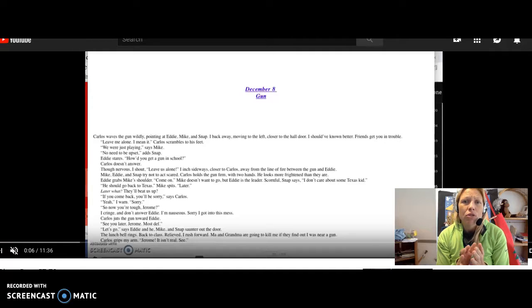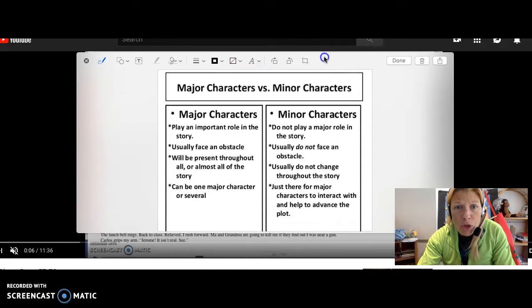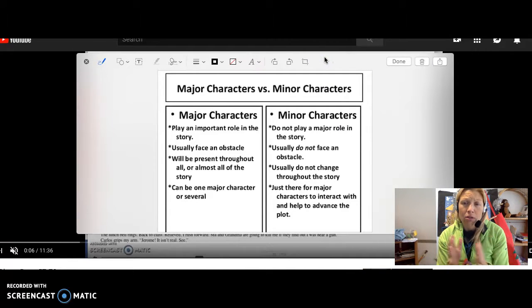I want you to think about the importance of major and minor characters in this story. And I'm going to pull up for just a moment a diagram that shows the difference between major and minor characters if you are unsure or you need a little bit of clarification. So major characters play an important role in the story. They usually face an obstacle. They'll be present throughout all or almost all of the story, and there can be one major character or several.